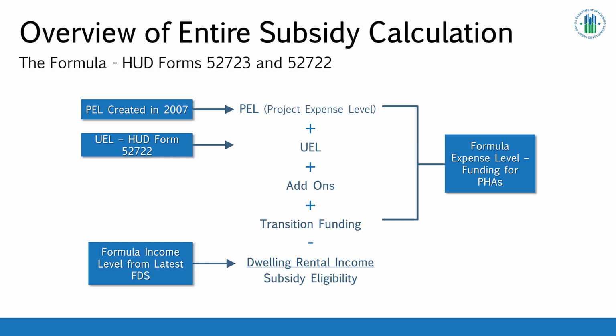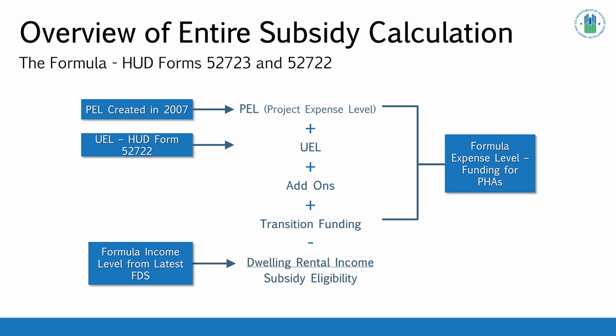And this is a high-level overview of, again, HUD Form 52723. So the project expense level consists of about 10 coefficients and the related variables. And we can think of the PEL as what it costs to operate a well-run AMP.